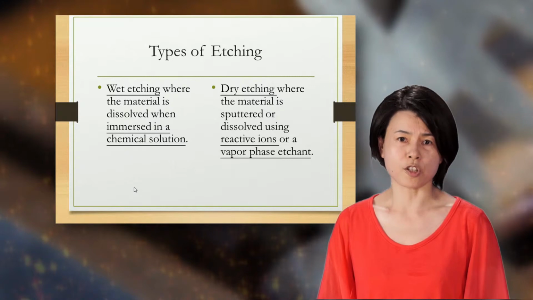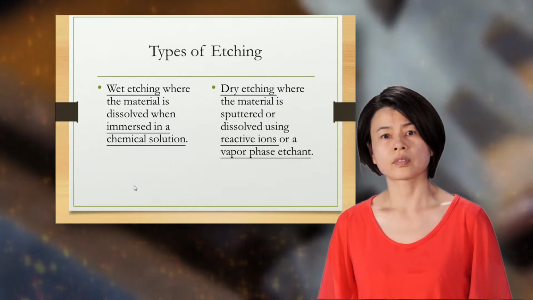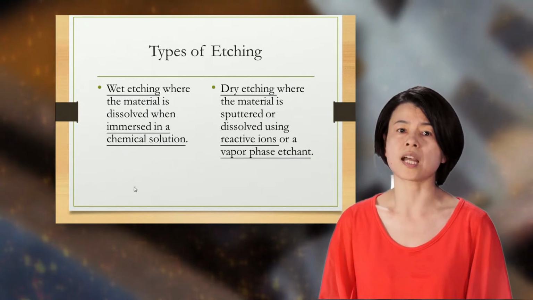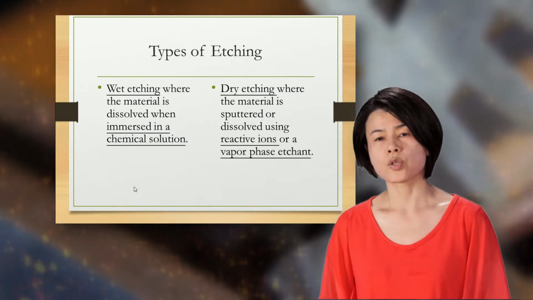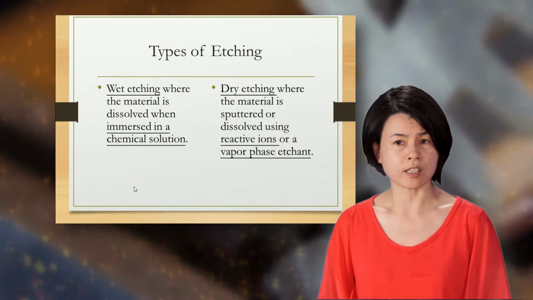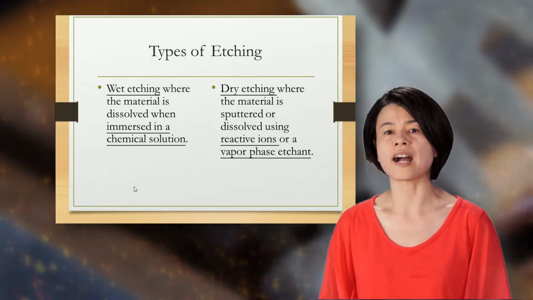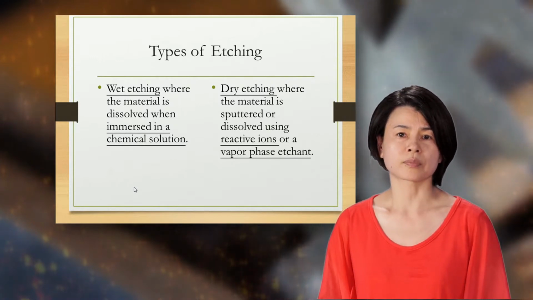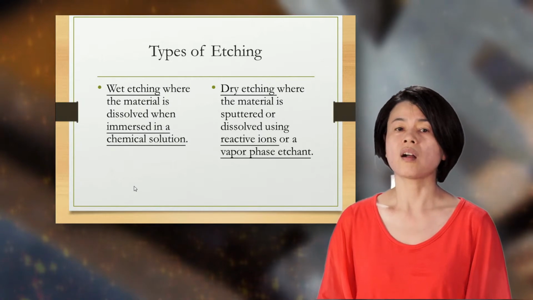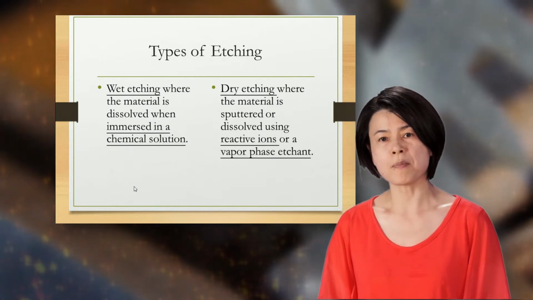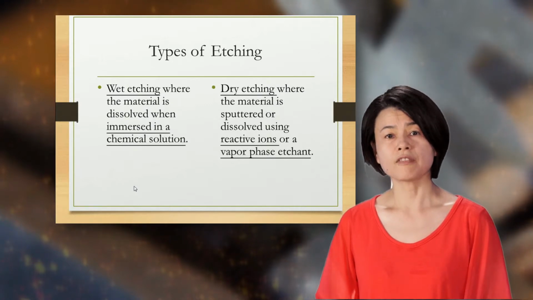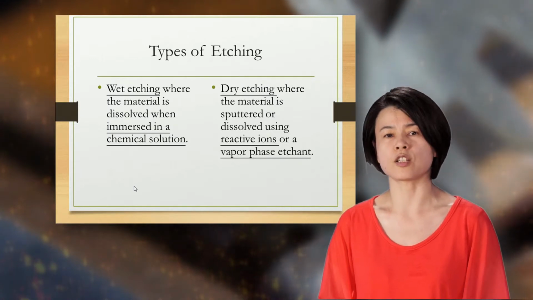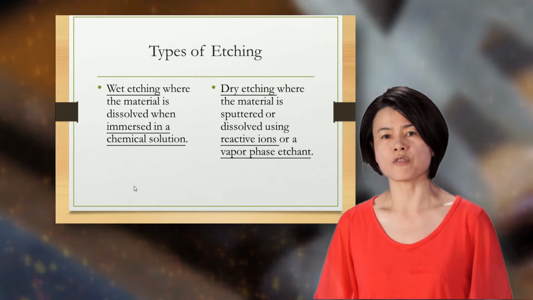These are two types of etching, wet etching and dry etching. Wet etching is where the material is dissolved when it is immersed in a chemical solution. On the other hand, dry etching is used where the material is sputtered or dissolved using reactive ion or vapor phase etchant. Both etchants dissolve the material. However, one uses chemicals, while the other one uses reactive ion or vapor phase etchant. In the following, we will briefly discuss the most popular technologies for wet and dry etching. Now, let's look at wet etching first.